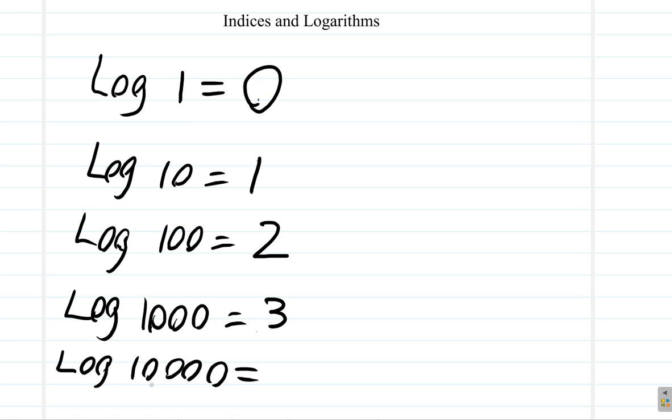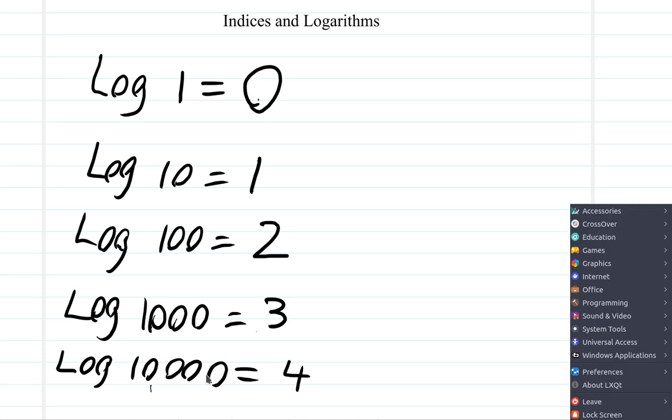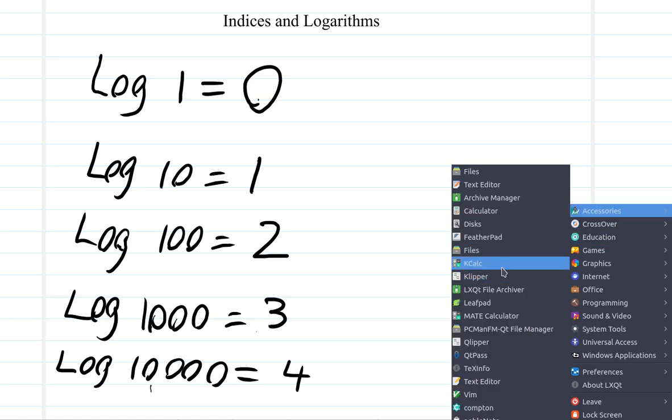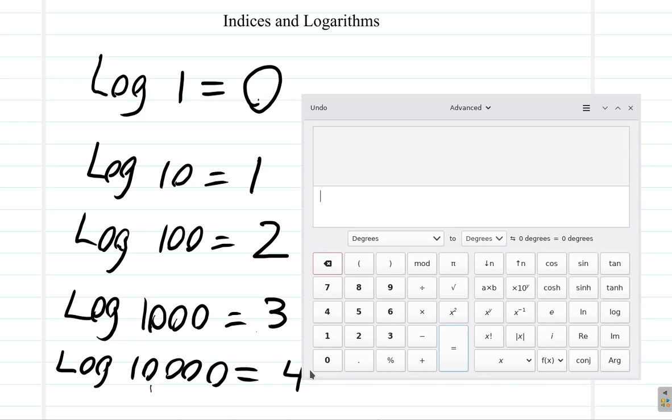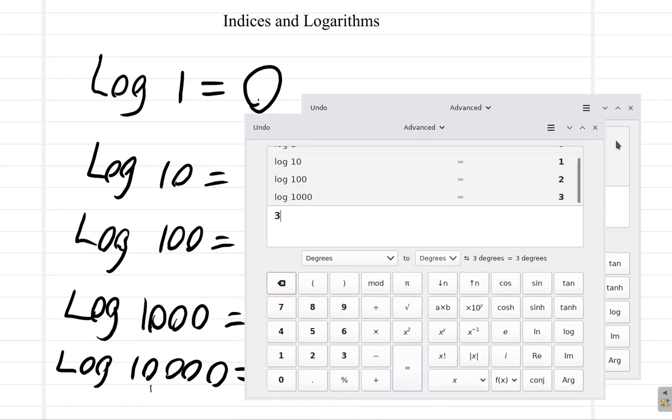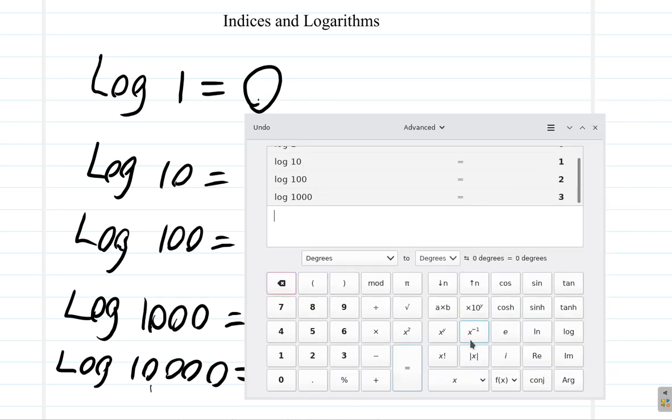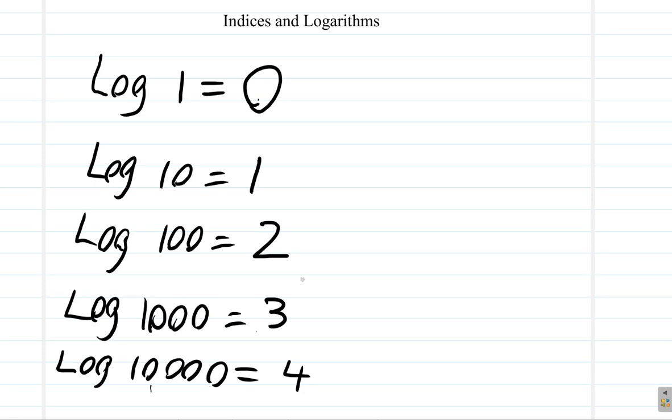If we find log 10,000, what would happen? I'm going to guess that we're going to get 4 because there are 4 zeros in 10,000. We try it now and see what happens. This is going to be interesting. Log 10,000 equals 4. We get 4. So this has something to do with 10.